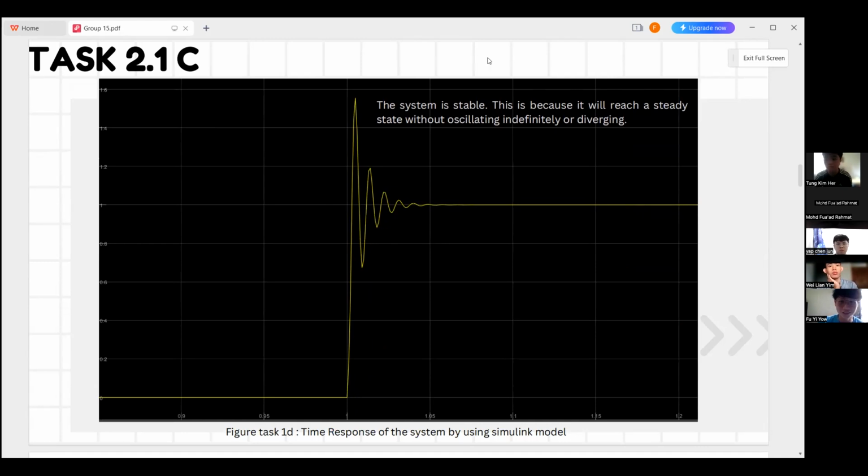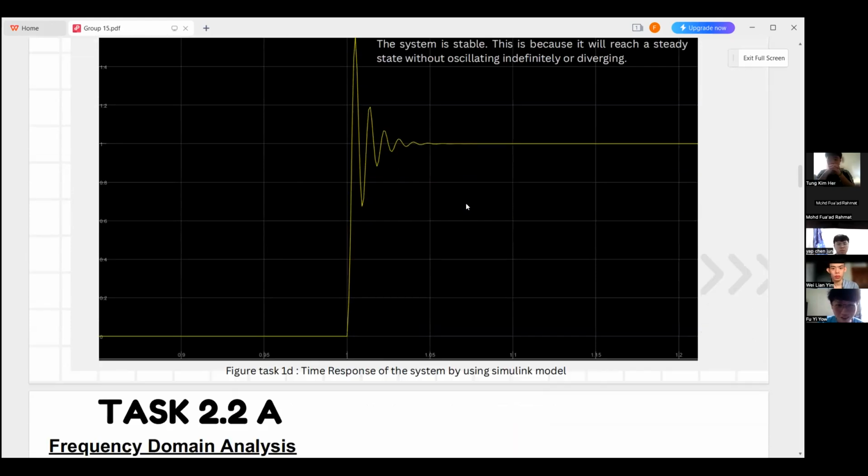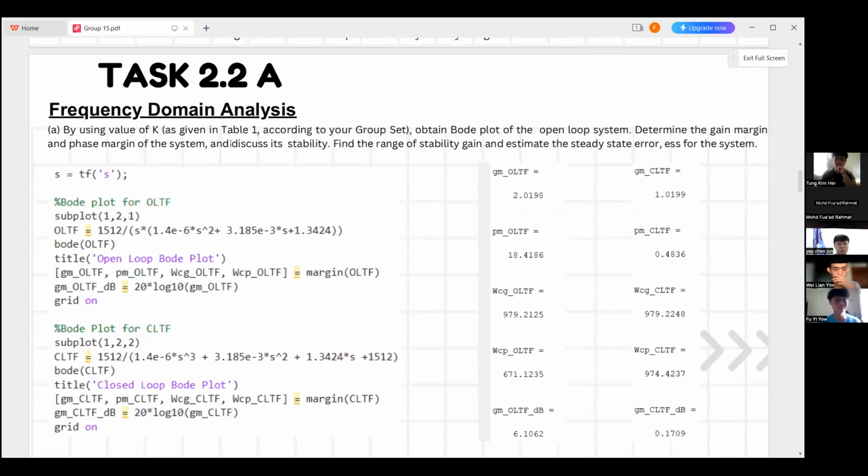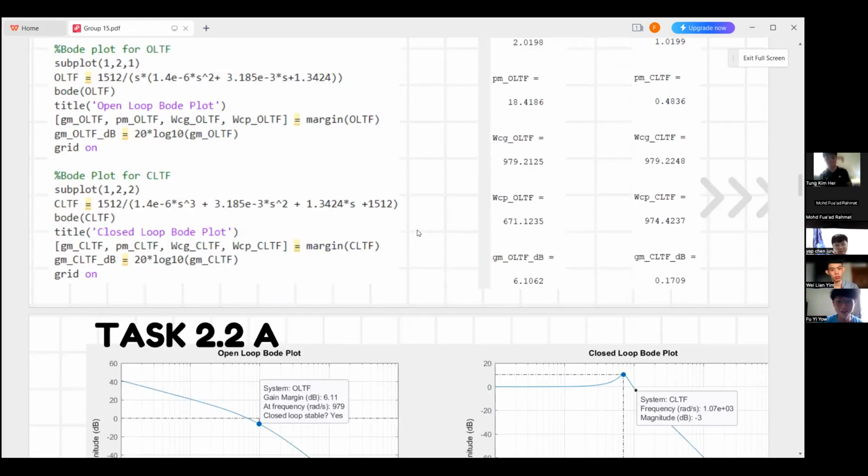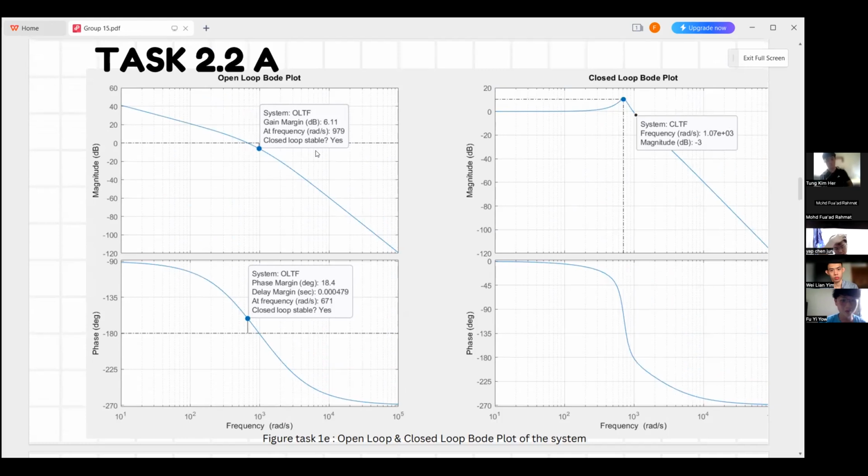This is the graph of our system using the Simulink. You can see that it is similar to the graph of the one using MATLAB coding. Now we will go to the frequency domain analysis. We will use the subplot, bode, and the margin function to find the phase margin, gain margin, and their frequency. This is the open loop bode plot on our left hand side. The gain margin is 6.11 at frequency 979, and the phase margin is 18.4 at the 761 frequency.